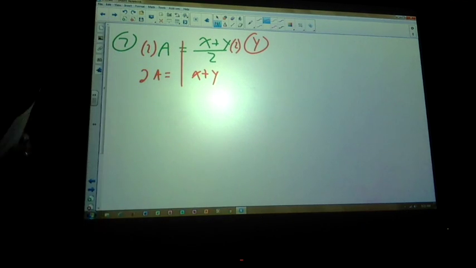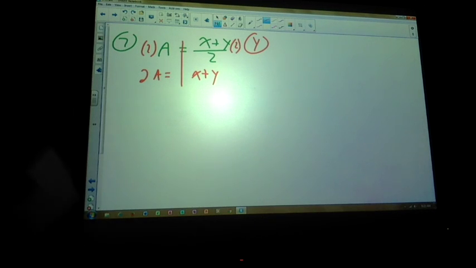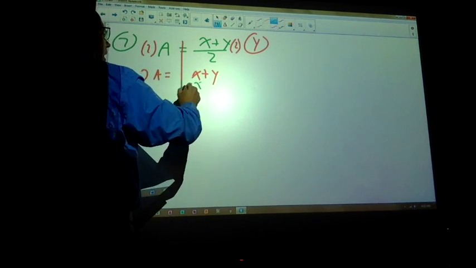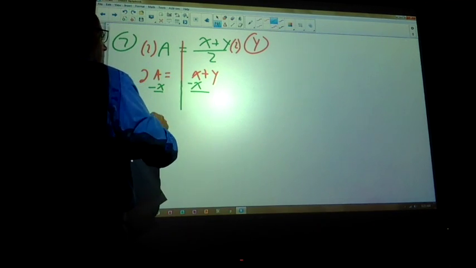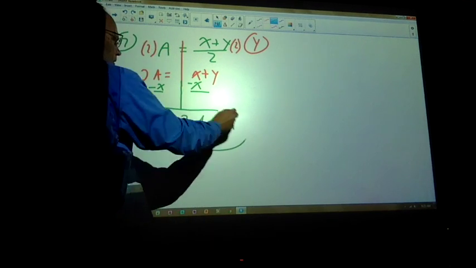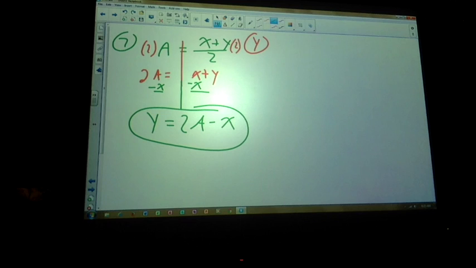And then I'm solving for y, so how are y and x being held together? Yeah, addition, so what should I do? Subtract, I like it. So I need to subtract x. So y is equal to 2a minus x. Sweet.